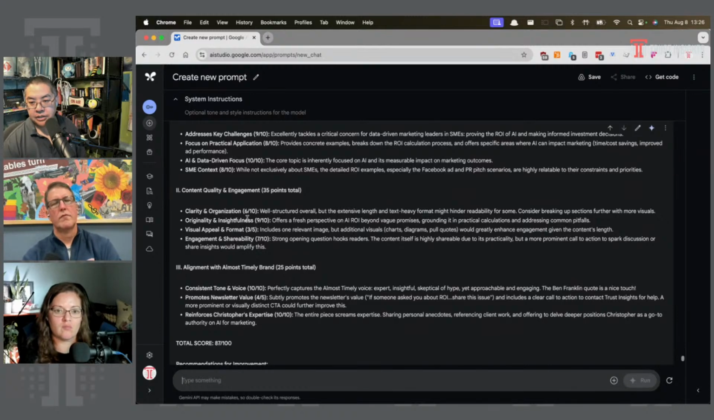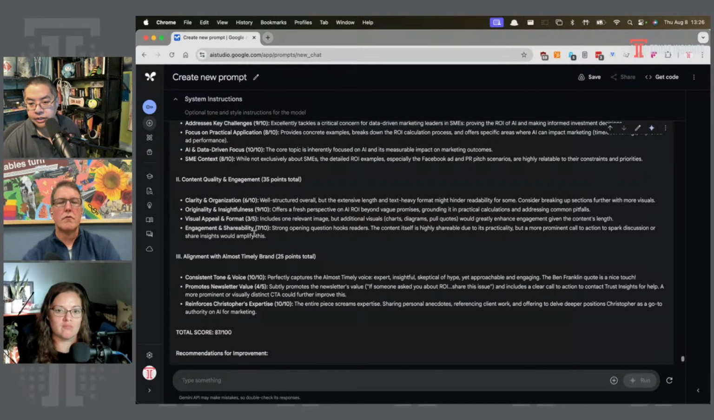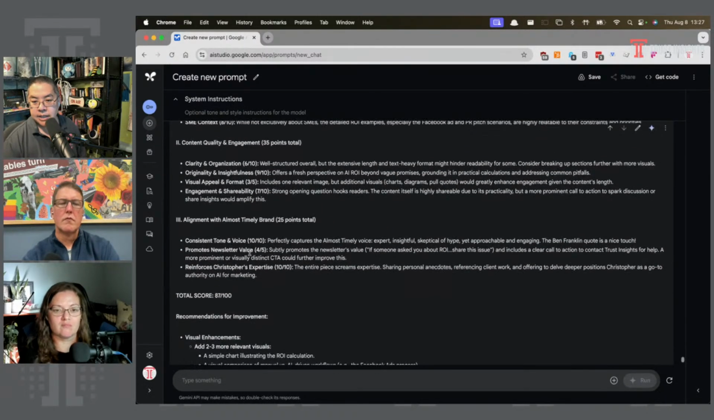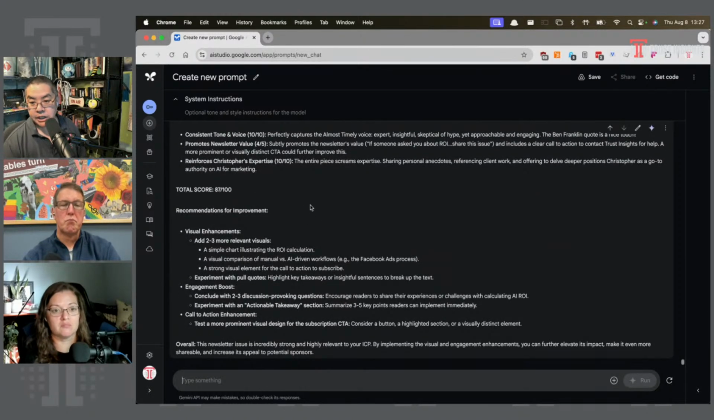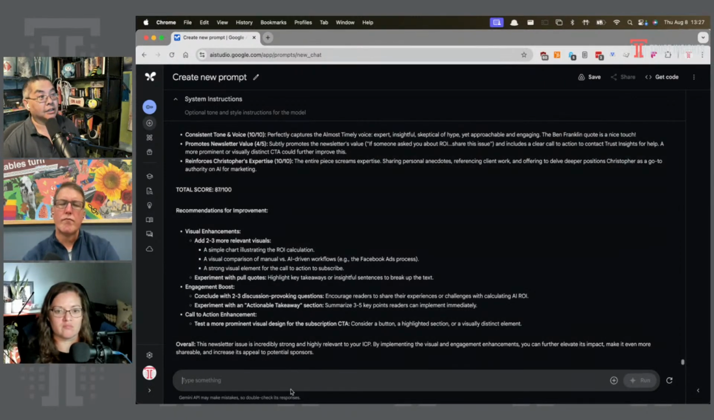Clarity and organization, that's what you were saying, Kate. It's too long. That needs to be tightened up. Visual appeal, it can't see the graphics. Shareability is good. Consistent tone promotes newsletter value. So 87 out of 100, which is a nice jump from 76. It says add some more visuals, add some more discussion-provoking things, and test a more prominent design for the CTA. So we've now used the ICP to take last week's newsletter and understand what was good and what could have been better about it.